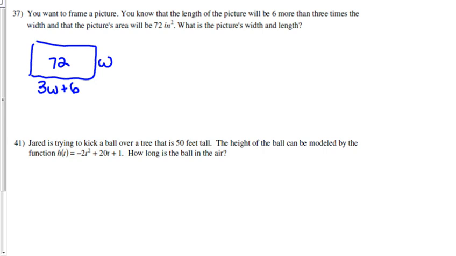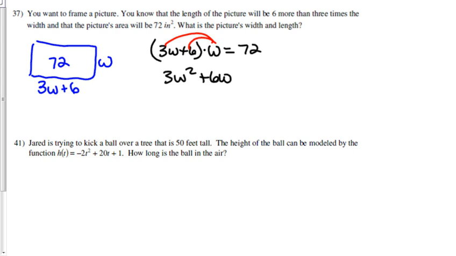So we set up this problem by writing an area equation, length times width. So the length is 3W plus 6. We're going to multiply that by the width, and that's equal to 72. So we can distribute that. So that becomes 3W squared plus 6W. A lot of people forgot that second W there in the test. And then we'll move the 72 over by subtracting 72 from both sides. And we'll divide everything by 3. Take out a GCF.